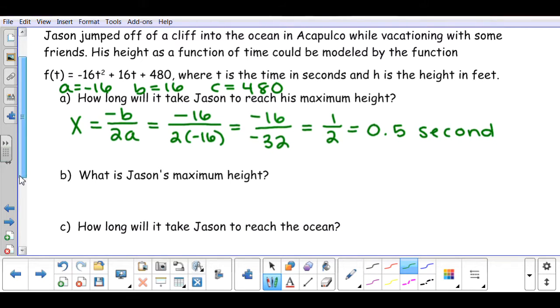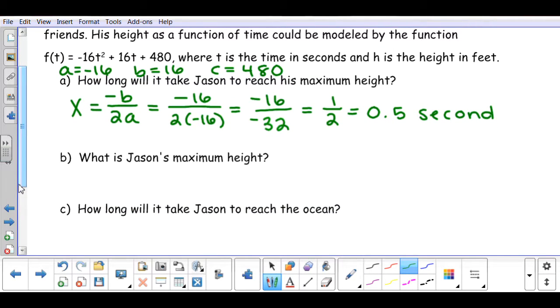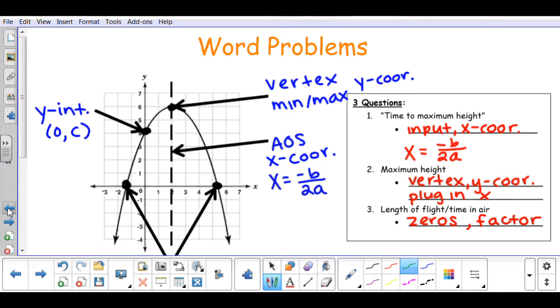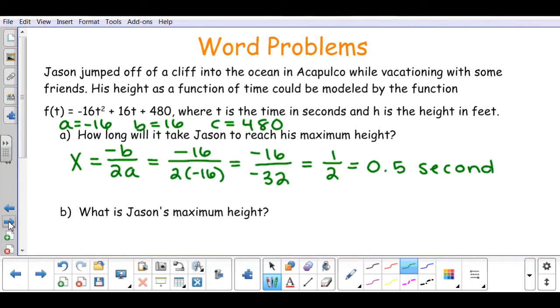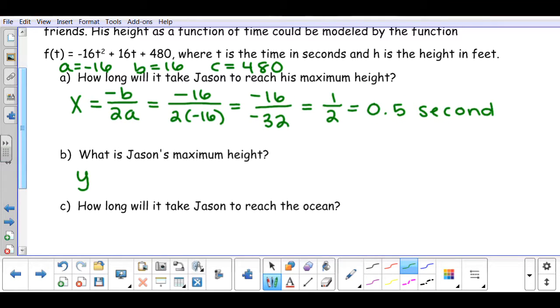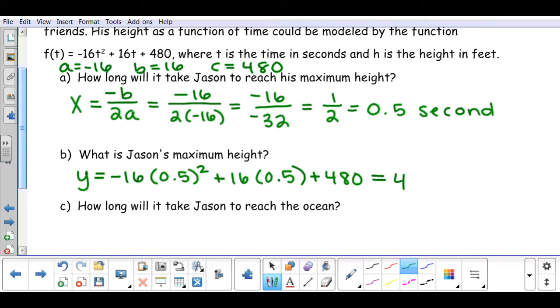Now in part B, we want to know what Jason's maximum height is. So if I go back to my table, I see that this is question 2 of the 3 questions that I could be asked, and I'm going to take that x-coordinate we found and plug it into the equation. So I'm going to have y equals negative 16 times 0.5 squared plus 16 times 0.5 plus 480. I'm going to type that into my calculator to find his maximum height. I get 484, and since we're talking about height, that is feet.